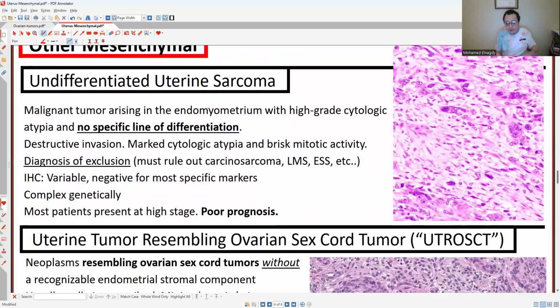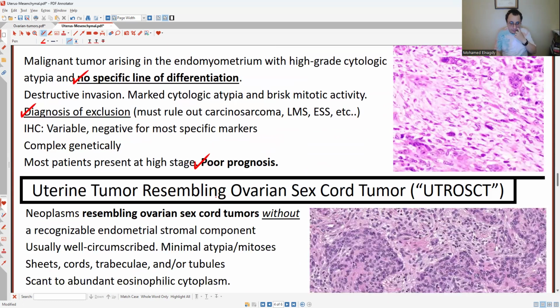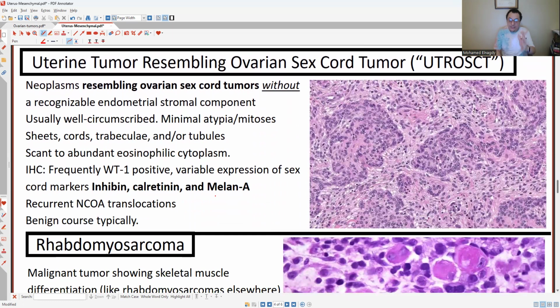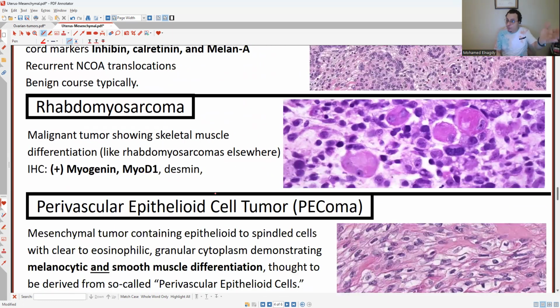The other mesenchymal tumors, like undifferentiated uterine sarcoma, are a diagnosis of exclusion. You don't have any specific line of differentiation. It's just an ugly-looking sarcoma with a poor prognosis. It would never come in the boards. Also, uterine tumor resembling ovarian sex cord tumor. I never saw that. But you might need to know the rhabdomyosarcoma. It doesn't come anywhere, though, but it has this characteristic look.